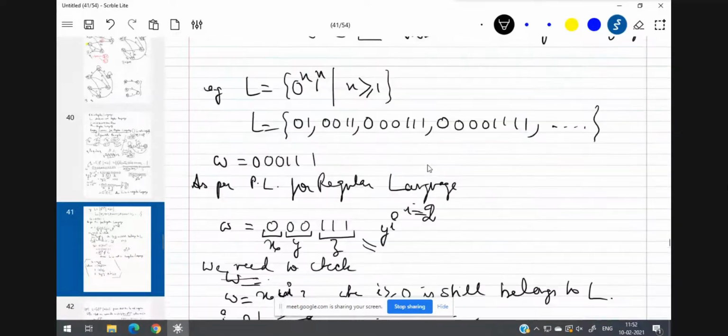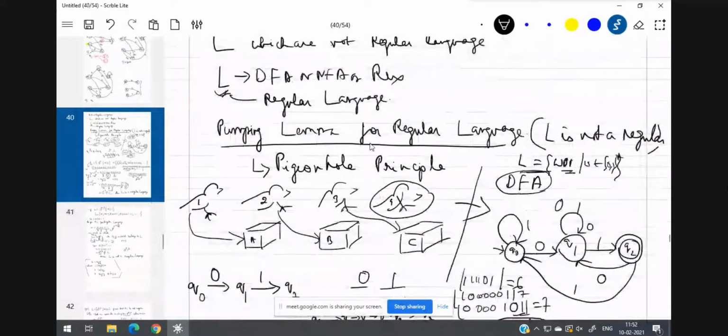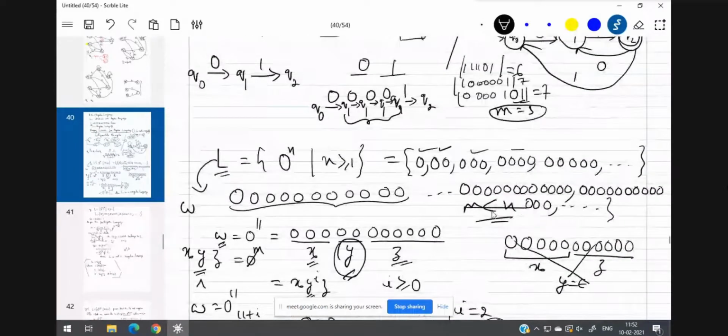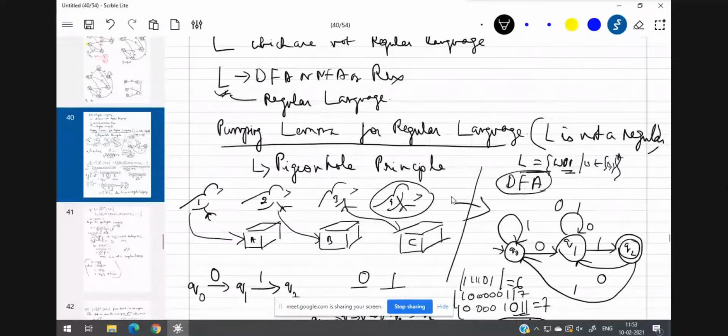I have explained what you need to do. Write the statement by yourself, the statement is very important. There is 1 mark for a statement like pumping lemma for regular languages. Okay, so this is the end of this.